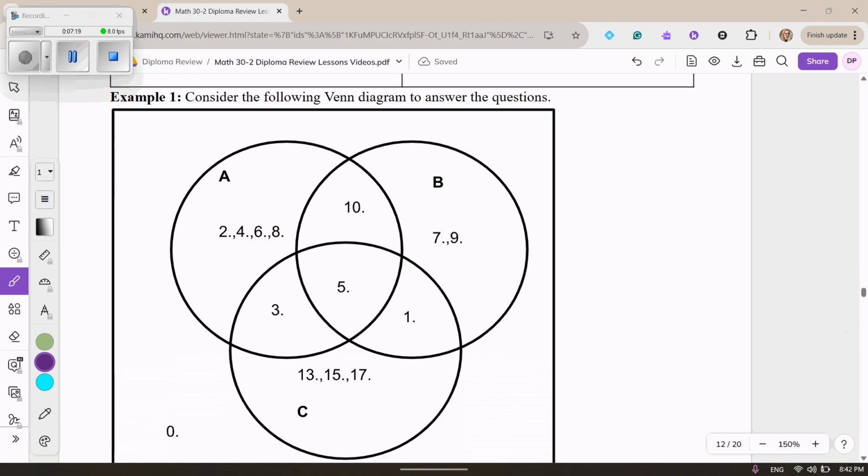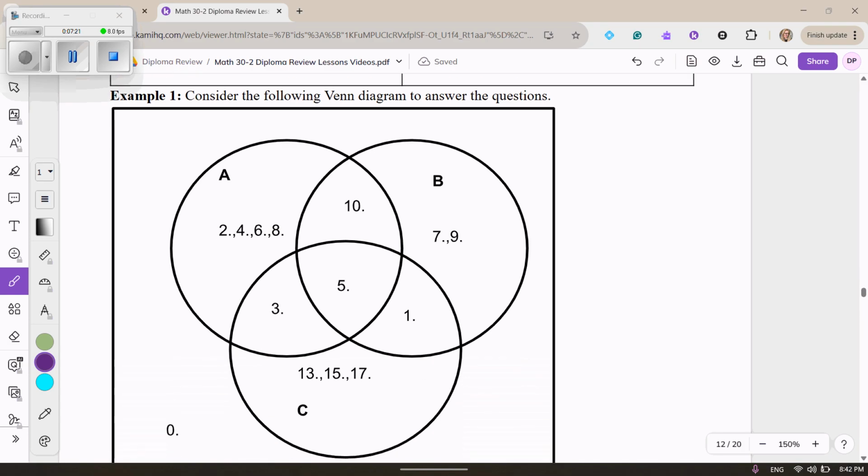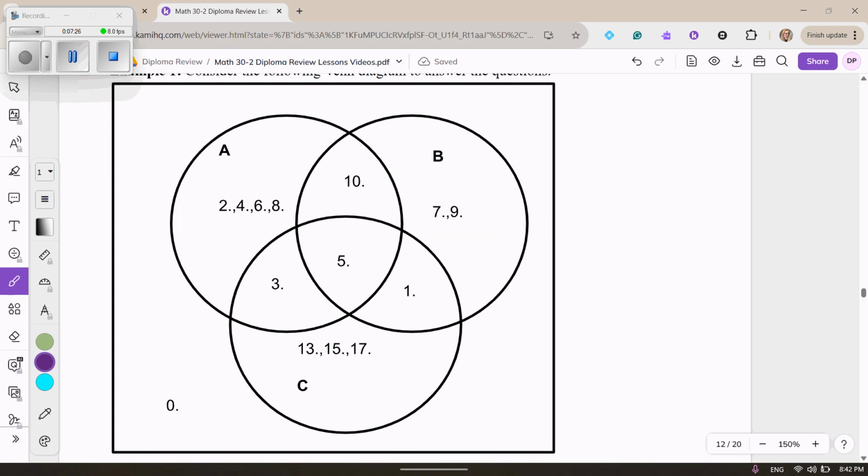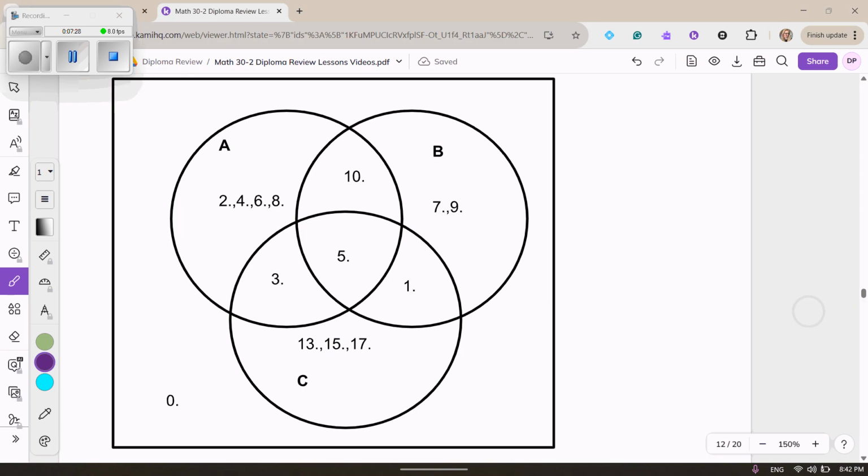Okay, let's get started with some examples. Consider the following Venn diagram to answer the questions. So here we've got a 3-circle Venn diagram, and I do notice that there are dots after each of the numbers in the Venn diagram. That means that they are elements in the set rather than denoting how many items are in the set.